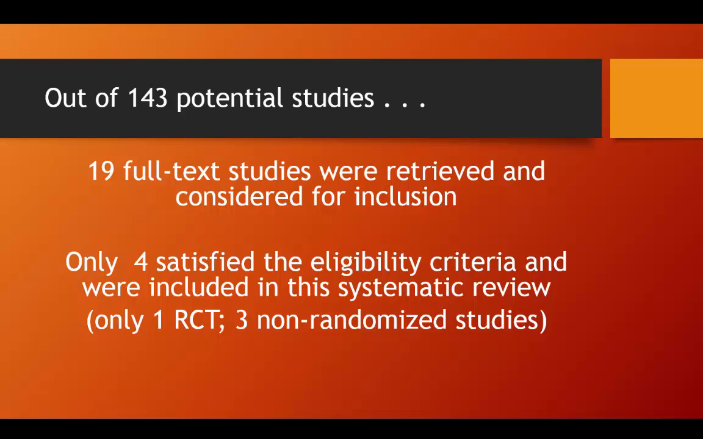Out of 143 potential studies, only 19 full-text studies were retrieved and considered for inclusion, and only 4 satisfied the eligibility criteria and were included in this systematic review. There was only 1 RCT and 3 non-randomized studies.